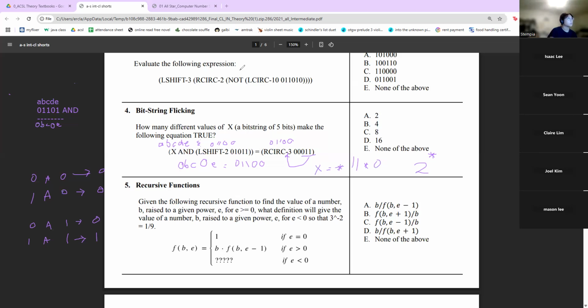Oh, I wrote this wrong. I'm sorry. This should be zero. Okay, my bad. Sorry. This is zero BC zero zero. Our bit string should actually be asterisk one one asterisk asterisk. Sorry, we have three asterisks, so our answer is actually going to be C8.